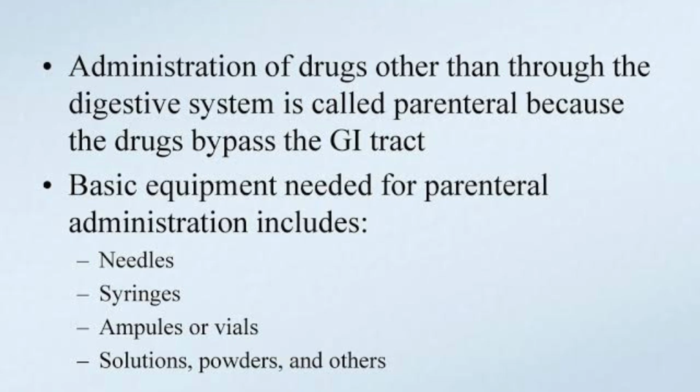What is the parenteral route? It is the administration of a drug other than through the digestive system. It is called parenteral because the drug bypasses the GI tract. Equipment needed for parenteral administration includes needle, syringe, ampule or vial, solution, powders and others. Now we move towards its types.